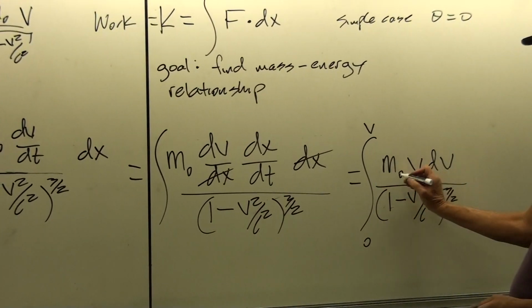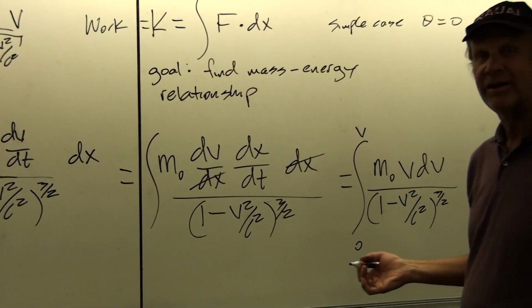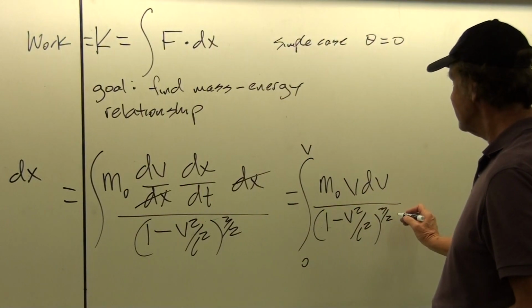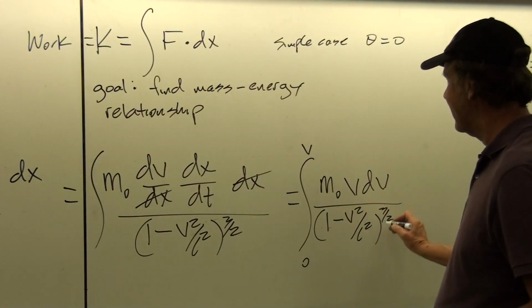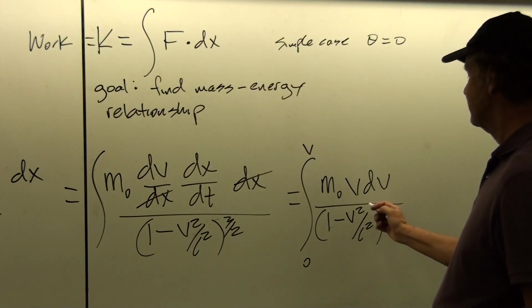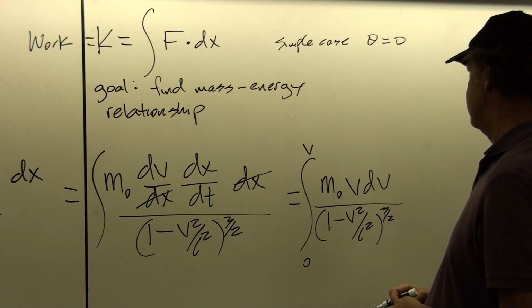If I didn't have that extra term in the bottom, this would just be the integral of m v dv, which would just integrate out to 1/2 mv squared. Okay? But it's a little trickier than that, because now we've got this denominator term, which is how the relativistic force changes as the velocity approaches the speed of light.